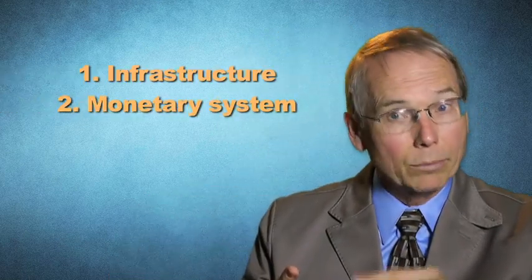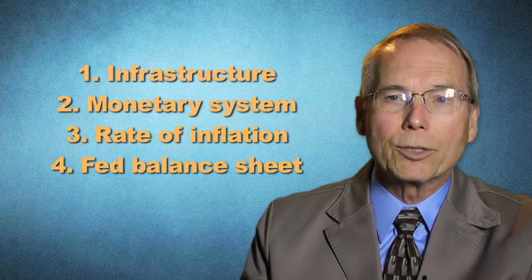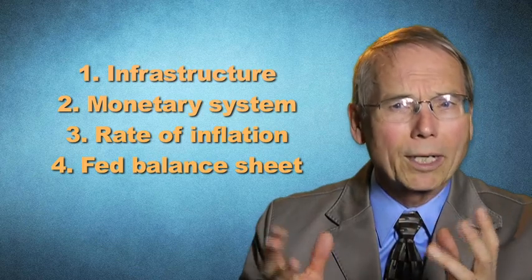What we're trying to figure out is how to pay for our infrastructure that we desperately need without debt. So I'm rolling 4 points together: infrastructure, our monetary system, you've got to understand that, otherwise it won't make any sense, then the rate of inflation, and the balance sheet of the Federal Reserve Bank. How do all those work together?